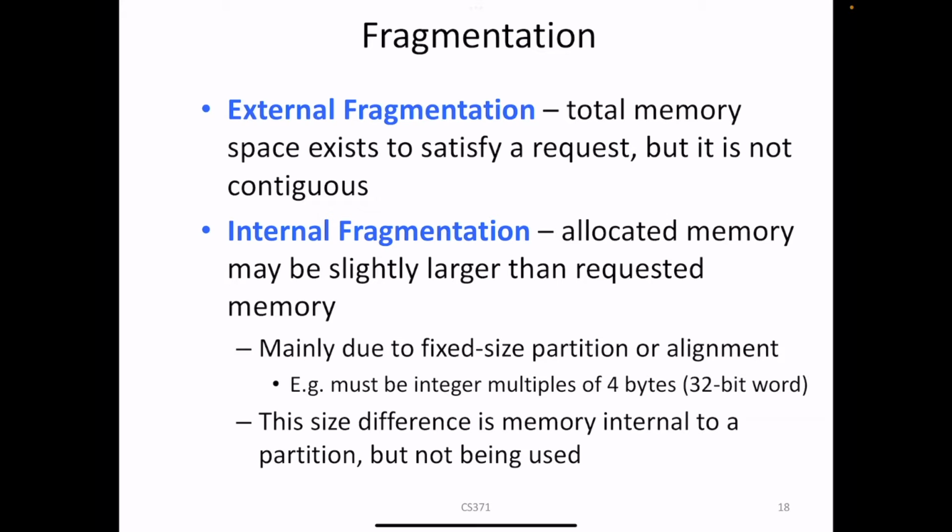For example, the system receives a 17 byte process request. However, due to the fixed size partition or alignment, the system will allocate at least 20 bytes of memory space to this process. Then 3 bytes of memory space will be wasted. This size difference is memory internal to a partition, but it cannot be used by any other processes. For this kind of problem, we call it internal fragmentation.